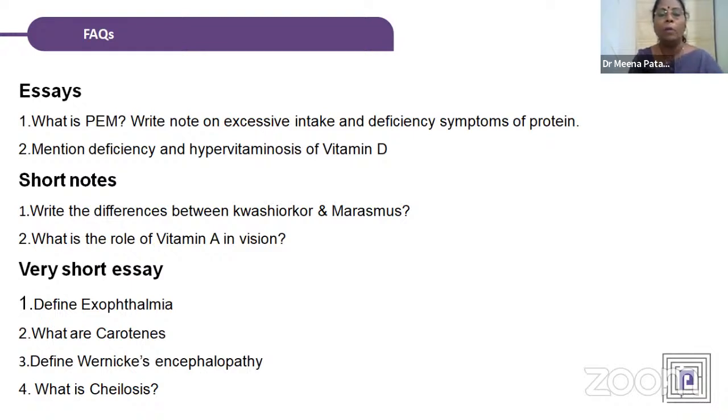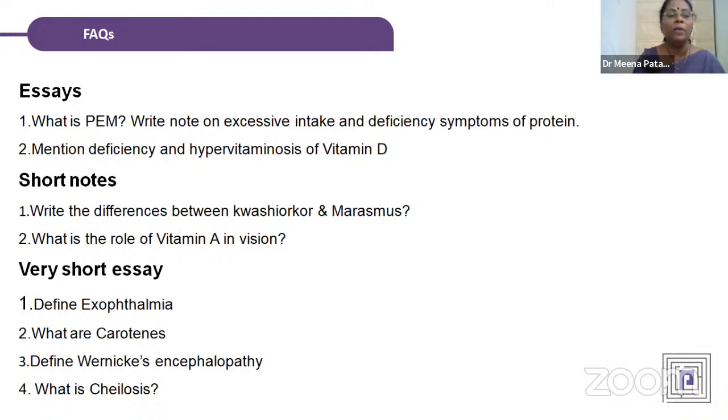Why we are talking about excessive intake of protein is because nowadays many of the youngsters are going to the gym, okay, and they have been advised by their gym instructor or influenced by friends. They are consuming a very, very high protein diet, okay. That is one of the reasons. That is why we are talking also about excessive intake.